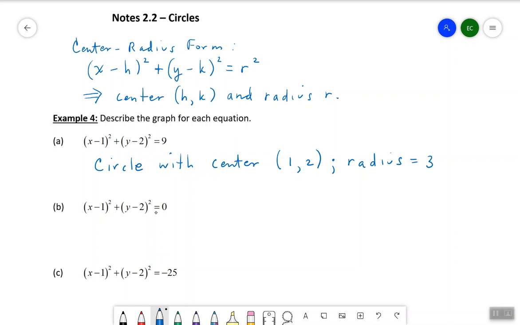What's weird about part B? This time the whole thing is set equal to 0. So if you had a circle with center at (1, 2), I guess that'd be okay. But then what would the radius be? 0 squared is 0. So a radius, what does it mean to have a radius of 0? It means you would be stuck there at the center. It means that the graph is a single point.